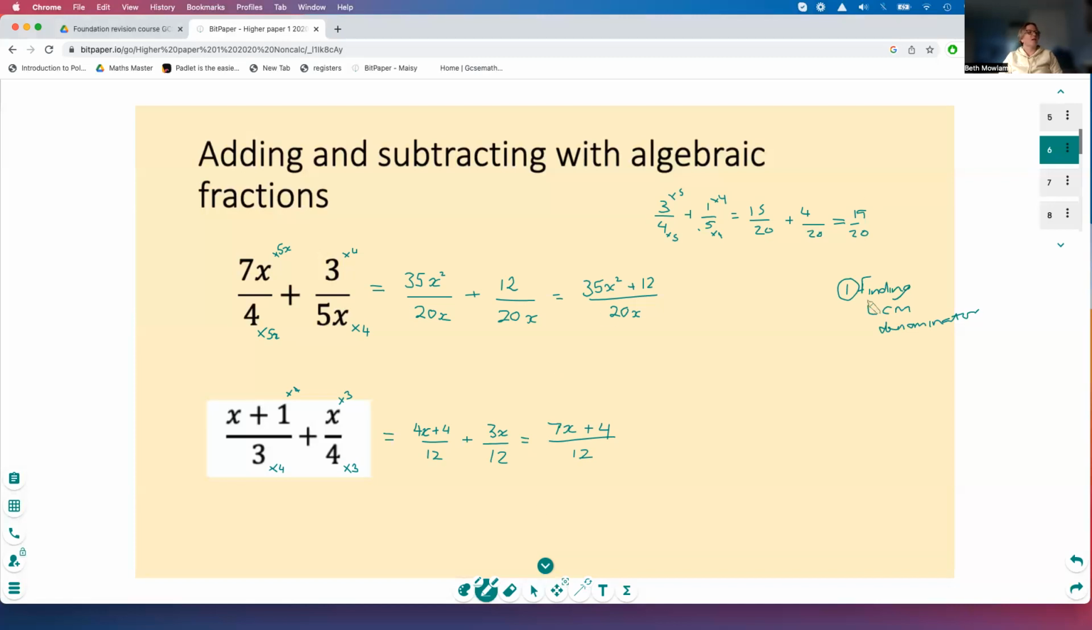So you're finding your lowest common multiple for the denominator. Then you do your addition. Then you look and see, is it possible to simplify? Sometimes it will be, sometimes it won't be.